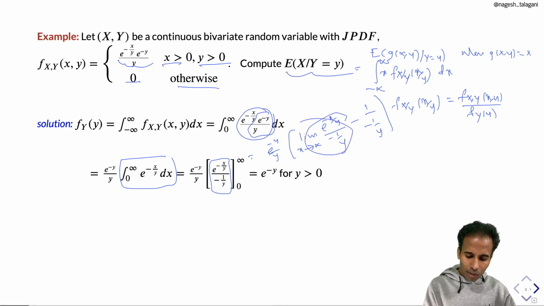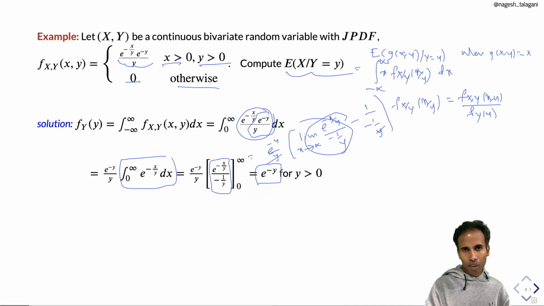So this limit is going to be 0. Okay. So now, here this y cancels, minus minus plus. So you end up with e power minus y. So f_Y(y) equal to e power minus y for y positive. Now we got the marginal PDF of y.